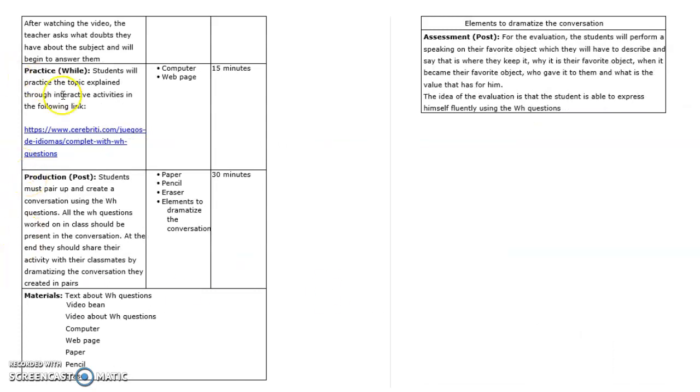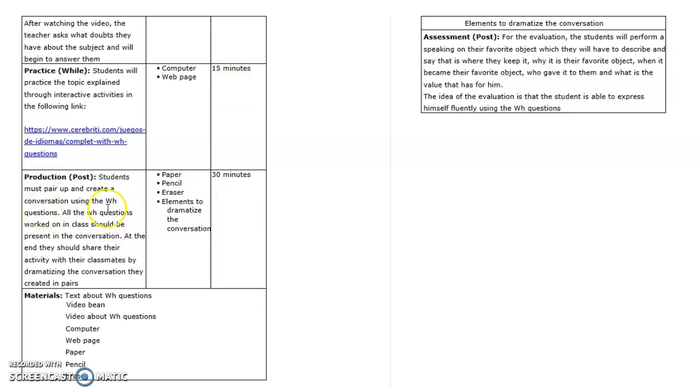Okay, after that, practice. In this part, the students will practice the topic explained through interactive activities in the following link. Okay. Here you can see the link. The resources are a computer and a web page. The time is 15 minutes.